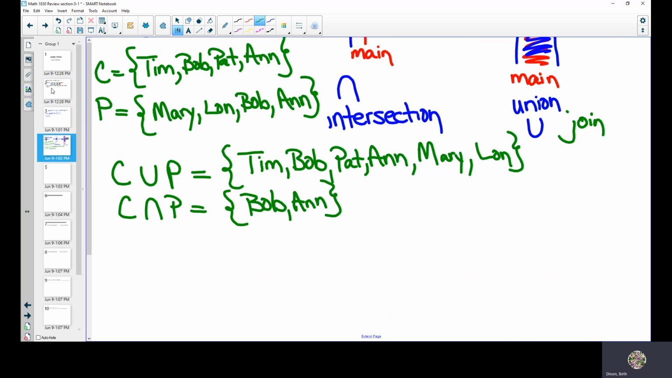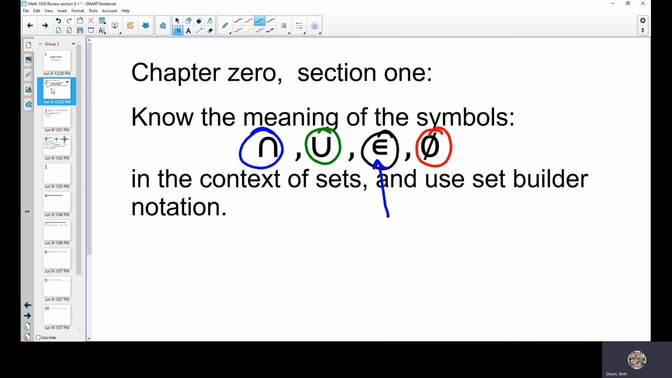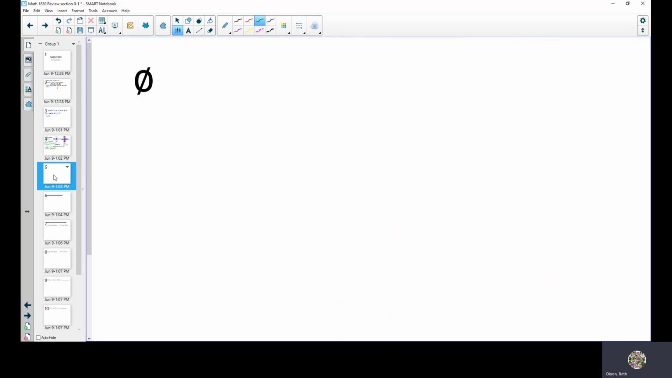So we talked about what this symbol means, which is intersection. This symbol is union. This is your symbol for element. And the last one there that we have is the symbol for empty set. So this is the symbol for empty set. And what is the empty set?